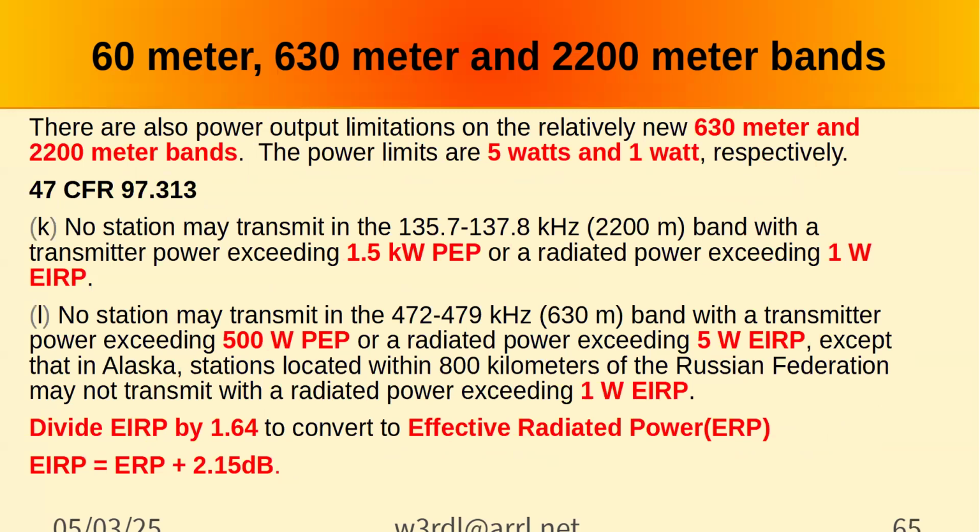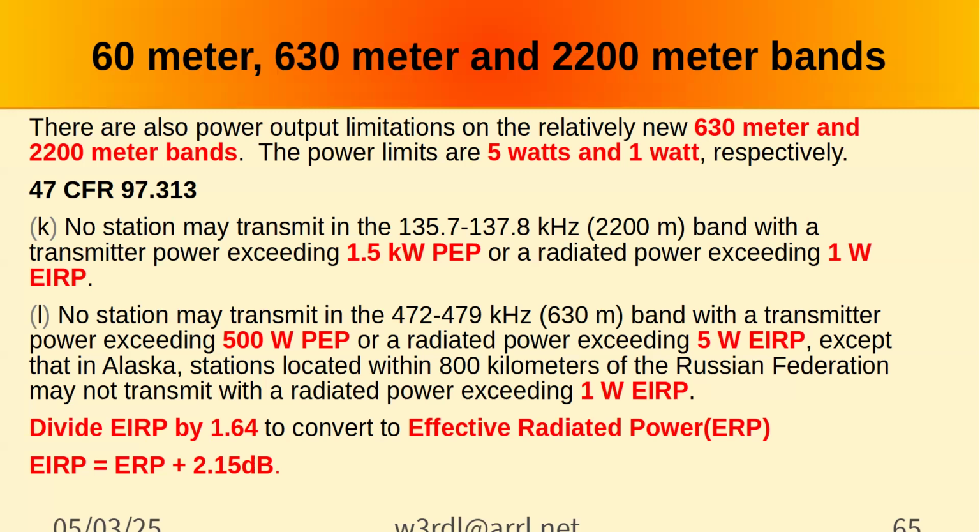So you're limited to 1.5 kilowatts peak effective power, provided you don't exceed 1 watt effective isotropic radiated power, which means you go into a dummy load. Very inefficient. Yeah, efficiency stuff. And on 630, that's really weird. You're limited to 500 watts PEP and 5 watts EIRP.